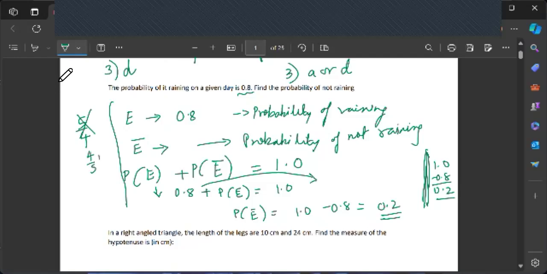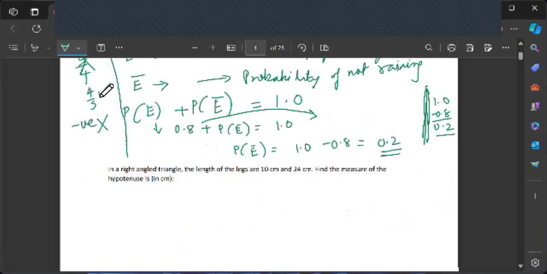4 by 5 is allowed. 4 by 5 is our 0.8. 8 by 10, which is 0.8. You can't have probability as negative. Probability will always lie between 0 and 1. For a certain event, probability is 1. For an impossible event, it is 0. For an event that cannot happen.